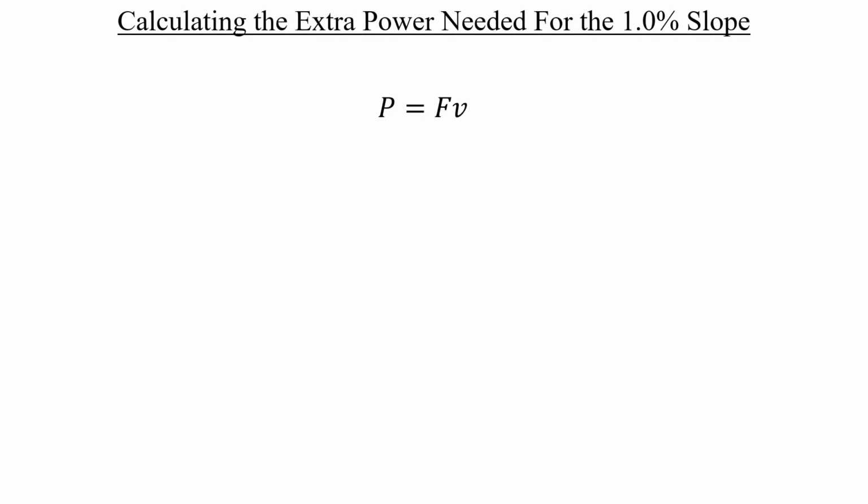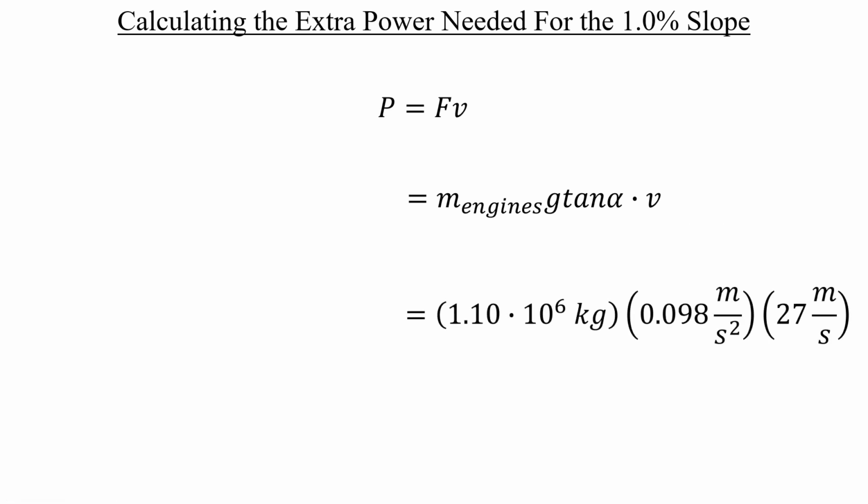The extra power needed in the x direction for the train is going to come from the scalar version of our power equation. The locomotive force is the expression we just had with the tangent of alpha in it, and we'll multiply all that by the train's constant velocity of 27 meters per second. Put this in your calculator and truncate the result using two significant figures, and we get the 2.9 megawatts of power that we expected. On to part D.